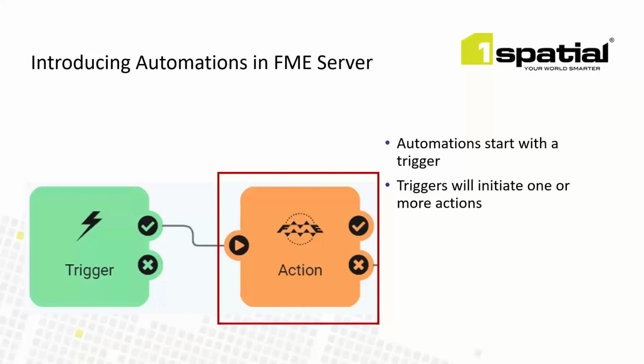Actions can also be external, such as sending a message to an external client. All actions can be strung together just like transformers in Desktop in a conventional workspace, so that any sequence of processes can be completed in any order. Actions will have a success and failure port just like FME transformers, and this allows us to manage the behavior of our data as it flows through a workflow, and also to identify and manage bad data as it arrives.